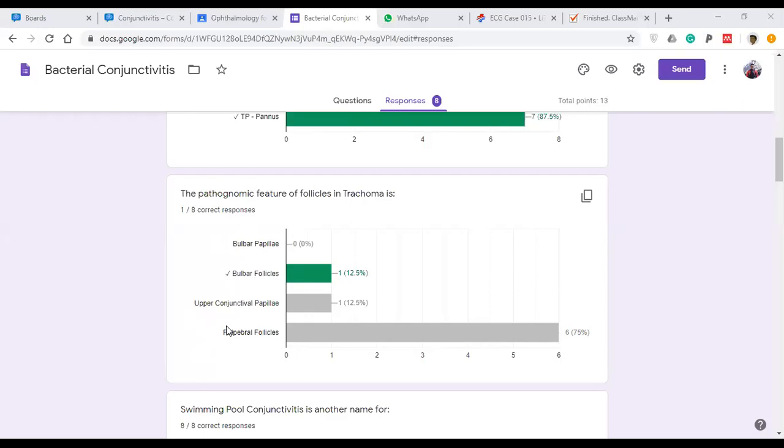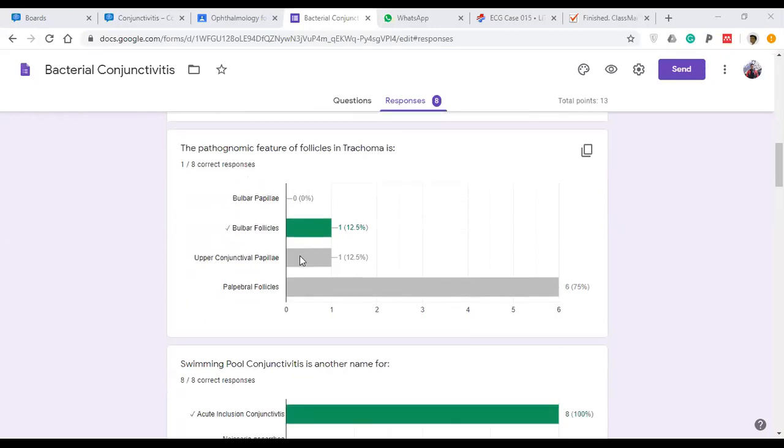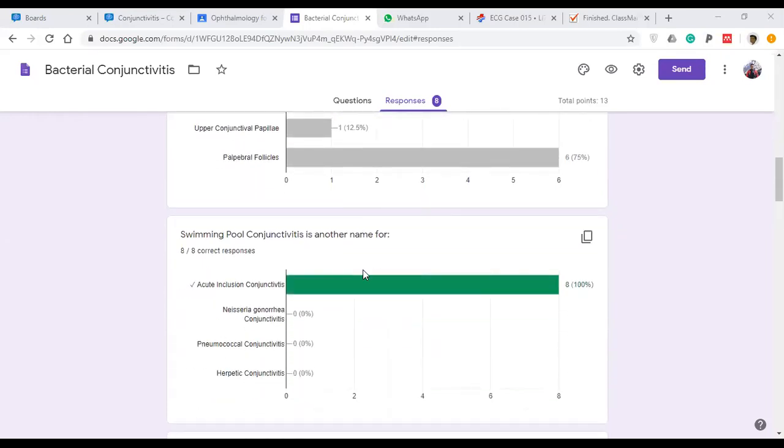Now, bulbar follicles are pathognomonic, or present only in trachoma. You have to remember this. So the correct answer in this case is bulbar follicles or limbal follicles. Swimming pool conjunctivitis is another name for acute inclusion conjunctivitis caused by Chlamydia trachomatis. Swimming pool conjunctivitis is a buzzword. You have to remember it.